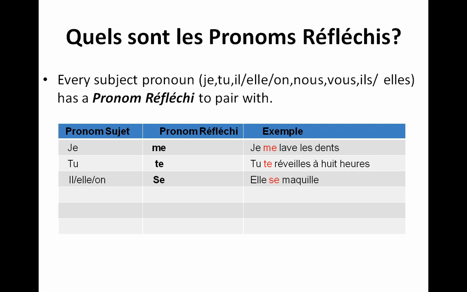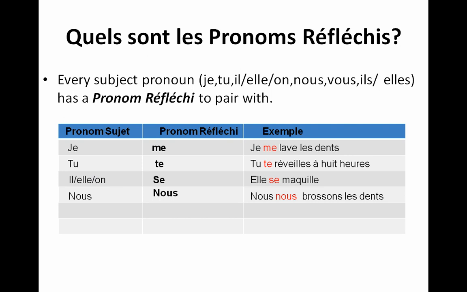Let's see. Il, elle, on. Se, and then the example is elle se maquille. To be politically correct, I took elle instead of using il, that is masculine. Otherwise, we always use masculine. It would be politically incorrect towards women, and that's not nice. So for once, I took elle se maquille, which means she does her makeup. Okay, so elle, subject, se maquille.